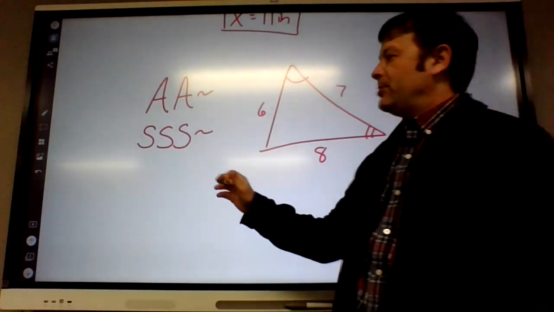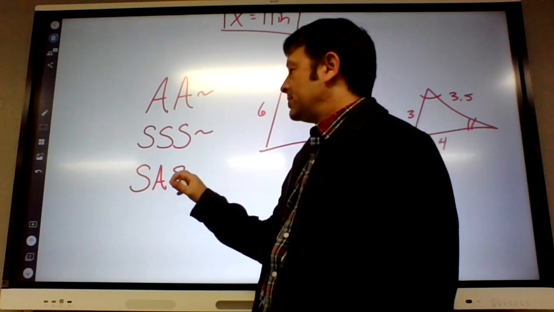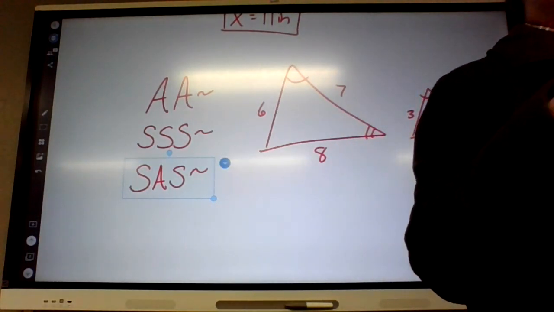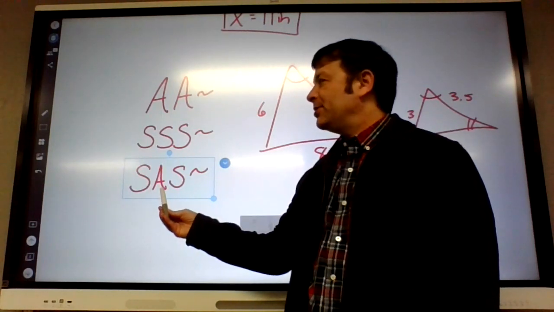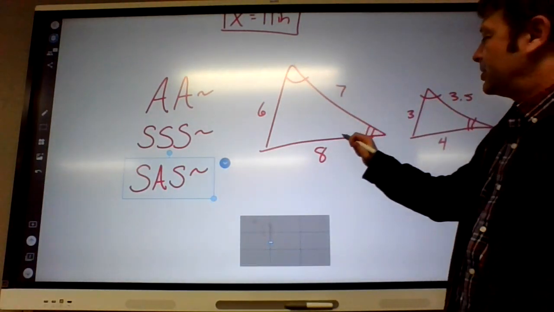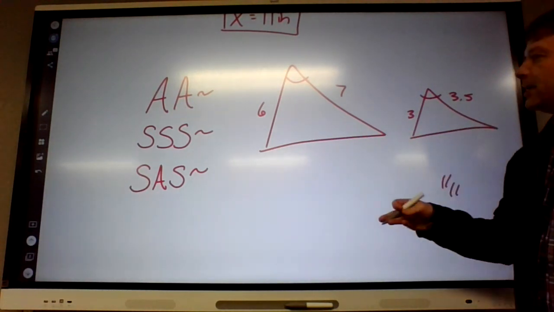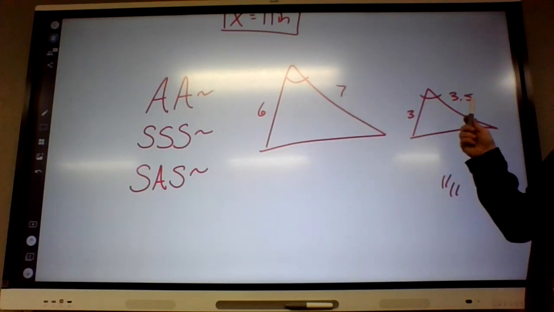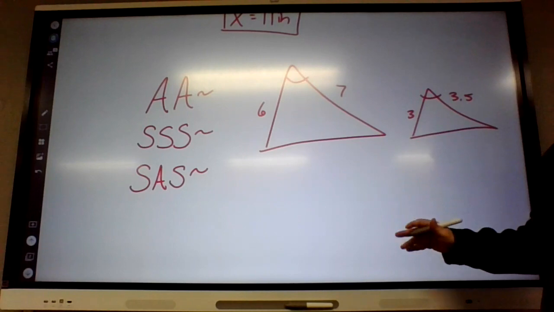Does anybody remember the last one? Side angle side. This means two pairs of sides have the same ratio, or you could say are proportional, and the angle between those sides is the same. So it could be like this. This would be side angle side because 6/3 equals 7/3.5, and the angle between those proportional sides is congruent. All right, those are the three.